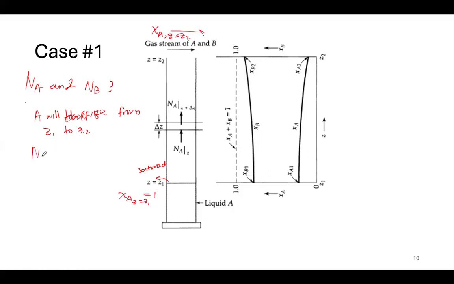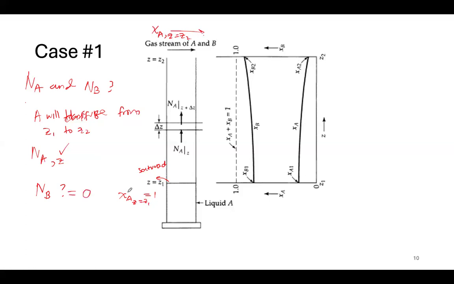So we have N_A, which is in the z direction. But do we have N_B? In this case, B is only flowing in that direction. So there is no B flowing in the z direction because there is no fan or compressor or something. So in this area, there is no movement of B in the z direction. So then N_B is equal to 0.